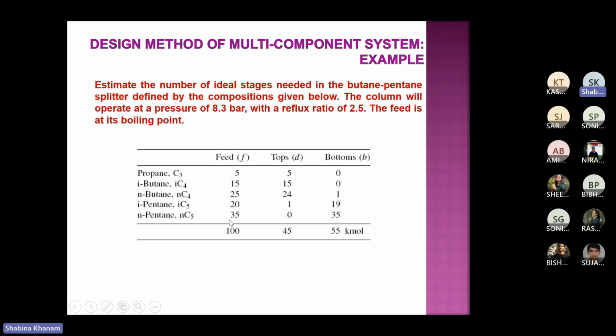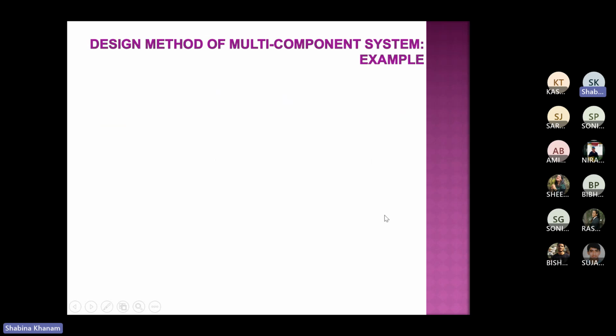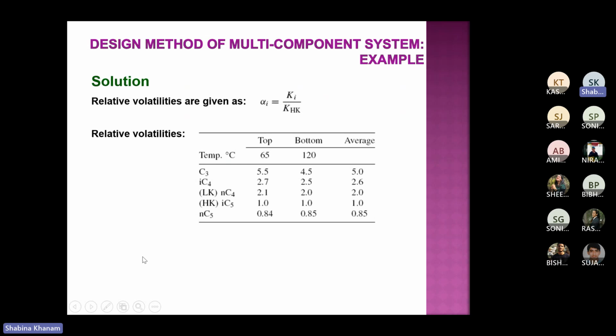Sorry, NC4 is the light key, IC5 is the heavy key. And this NC5 is a heavy non-key. Similarly, C3, IC4, these are light non-keys, right? So we can figure out this as light key and this as heavy key. Average volatility we can find, and that should be at top and bottom temperature, so we need to consider the average temperature, so that you can find out like this.